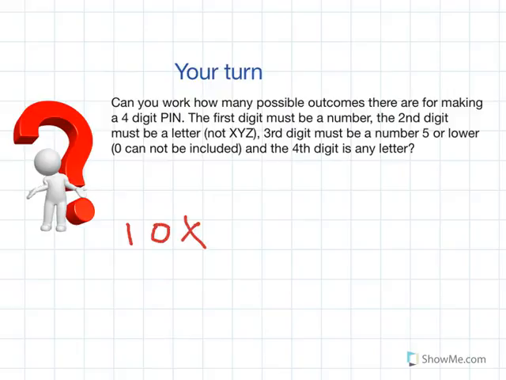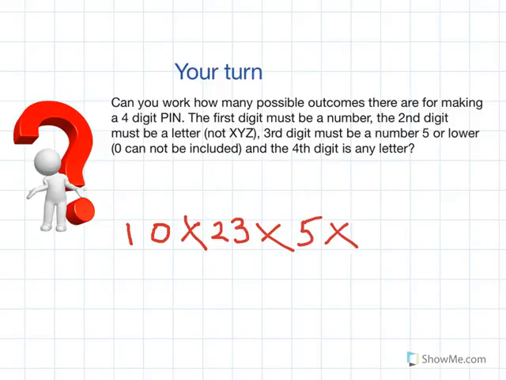Okay, now we need to multiply it by the possible outcomes for the second digit. Now it can't be X, Y, Z. Okay, and there's 26 letters in the alphabet. Take away the 3 letters X, Y, Z. So therefore the total possible outcomes would be 23. Now multiply it by the third digit. Now the total possible outcomes for the third digit, okay, so the third digit must be a number 5 or lower. So 5 or lower. So therefore, there must be 5 possible outcomes.